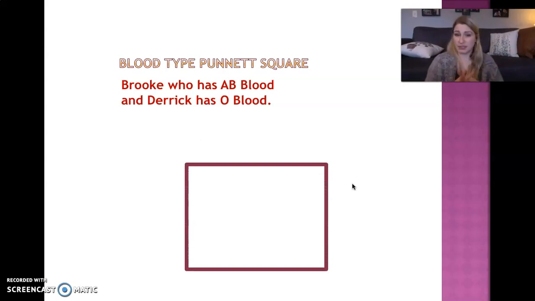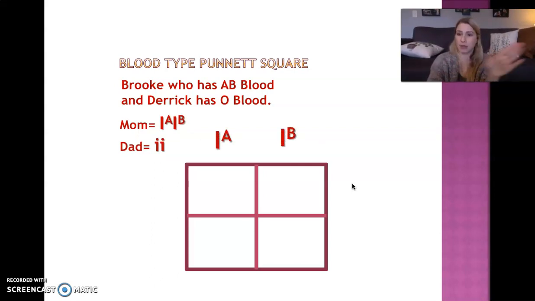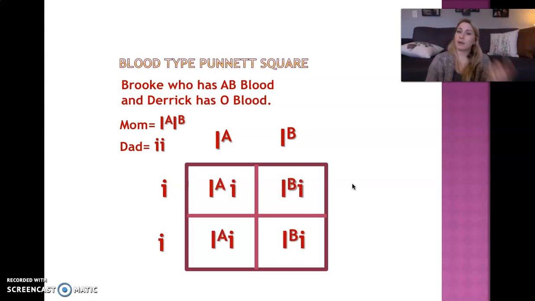So now let's go into the genotypes with the Punnett squares. Brooke has AB blood. There's only one genotype for AB blood, and that is this, capital I^A, capital I^B. So we're going to go ahead and put mom's alleles on the top. And Derek has O blood, which means he's going to be lowercase i, lowercase i. So we go ahead and put his on the side. When we combine these, now we have to read these genotypes. It looks like two of the boxes, capital I^A, lowercase i, that's going to be A blood. The other two boxes, capital I^B, lowercase i, that is B blood.